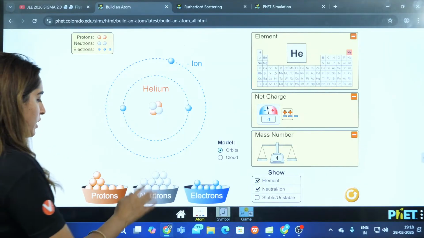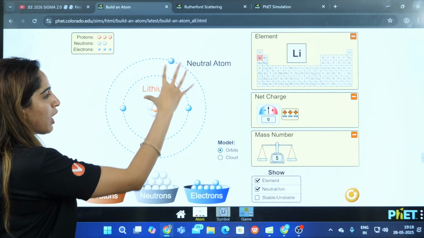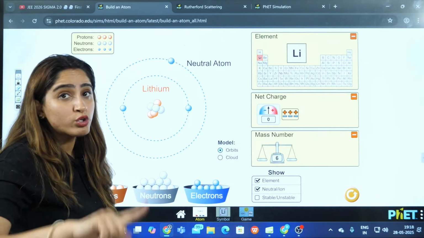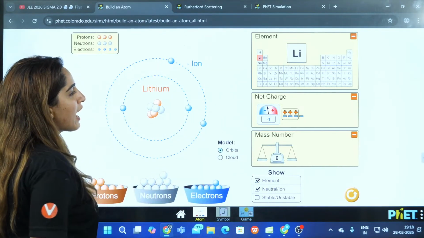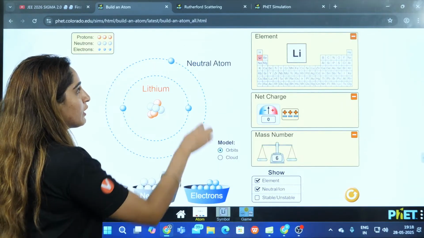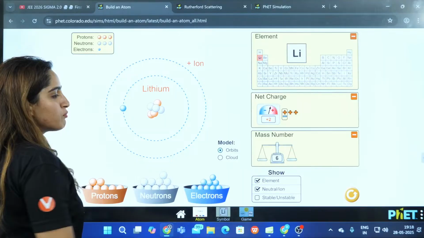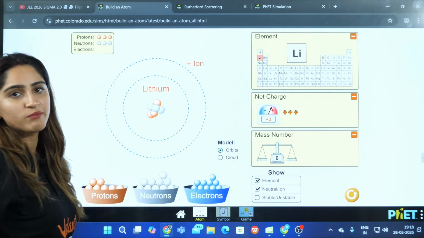Similarly, you can make one more, that is lithium. In lithium, you have 3 electrons. If I add one more electron, it will be negative. If I take out 2 electrons here, this will be positive. If I take out one more electron, this will be lithium 2 positive. One more electron, that will be lithium 3 positive.